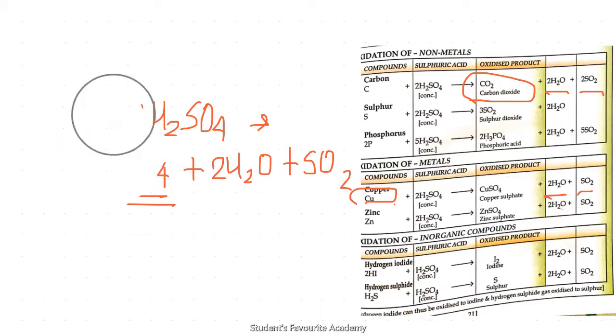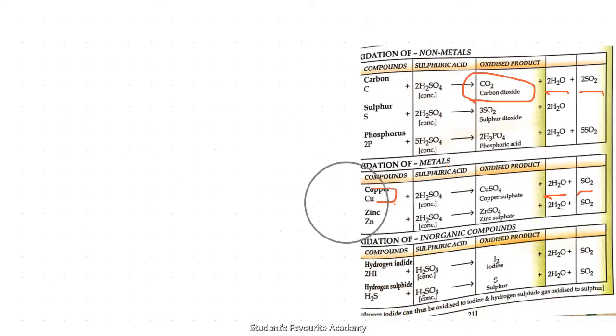Then similarly there is the Zn reaction, children, where Zn reacting with H2SO4 gives me zinc sulfate, which is a salt again, and the side products are what? Water and sulfur dioxide. In the non-metals we are getting 2 molecules of sulfur dioxide, and in the metals we are getting only 1 molecule of sulfur dioxide. Alright, then we'll see how H2SO4 reacts with inorganic compounds.